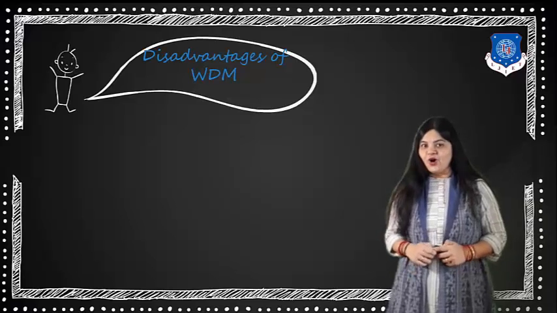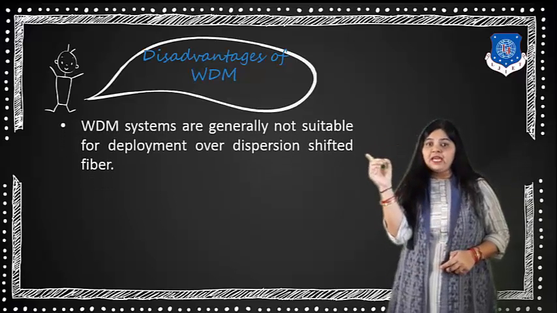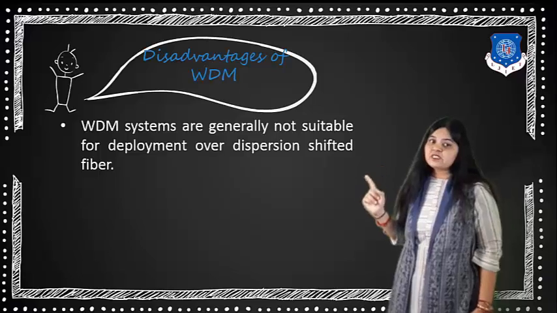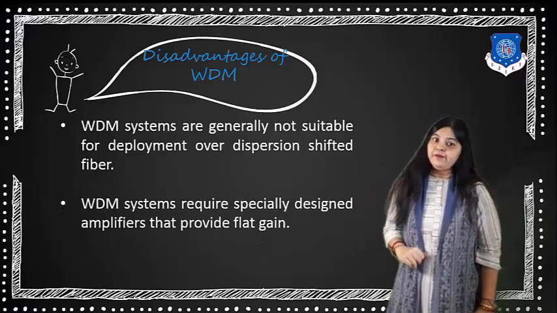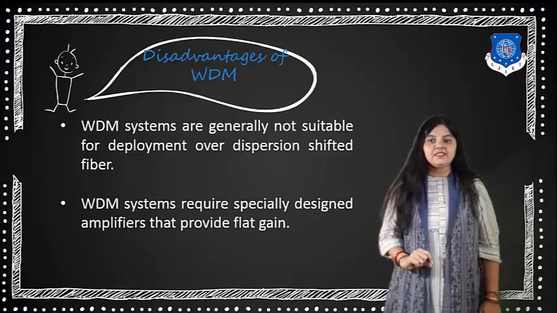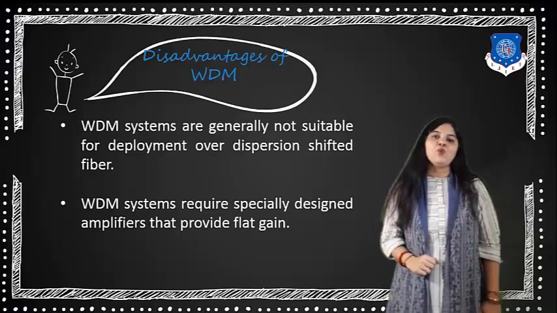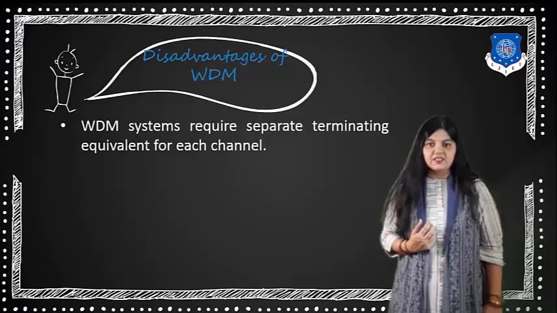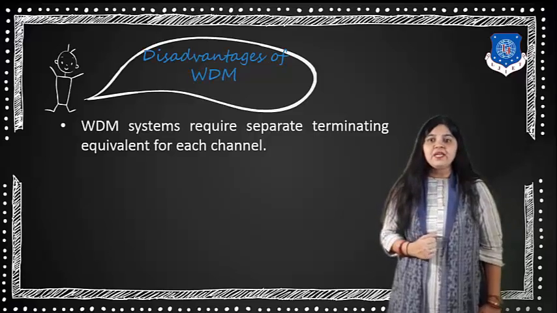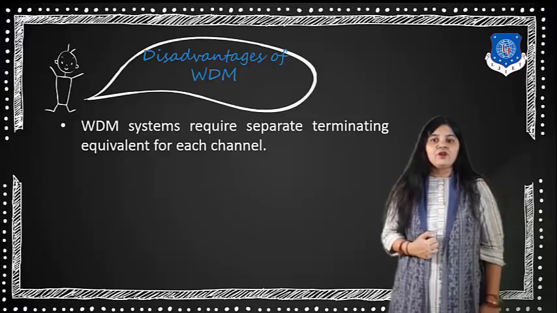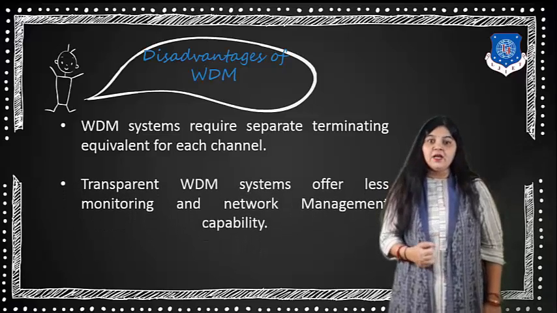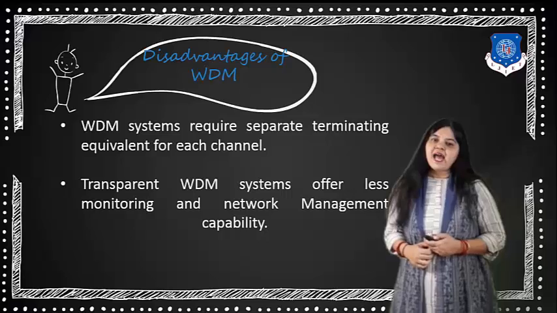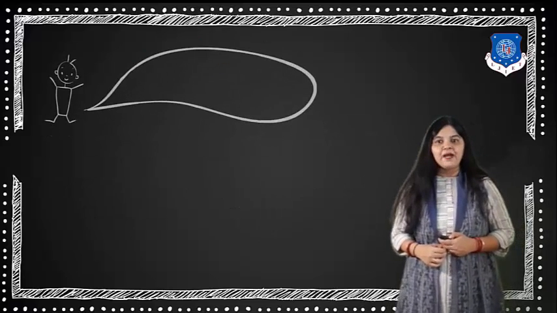The disadvantages of the WDM: WDMs are generally not suitable for deployment over dispersion shifted fiber. Again, it requires specially designed amplifiers that provide a flat gain. So, this is about the disadvantages. Also, it requires separate terminating equipment for each channel. The transparent WDM system offers less monitoring and network management capability.